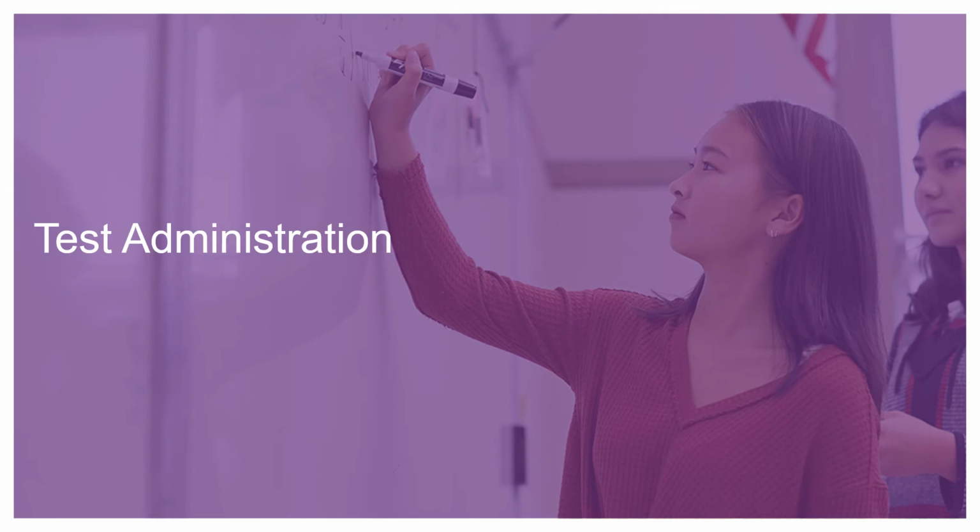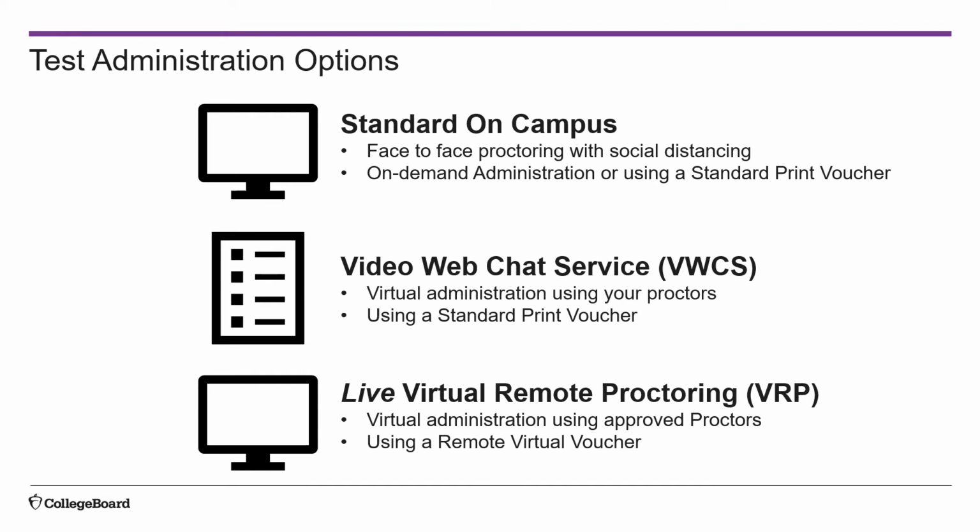We just discussed the important role that proctors play in ensuring test honesty and security. We will now transition to talking about test administration. There are 3 test administration options. First is the standard face-to-face on-campus proctoring with social distancing, where tests can be started on demand or by using a standard print voucher.